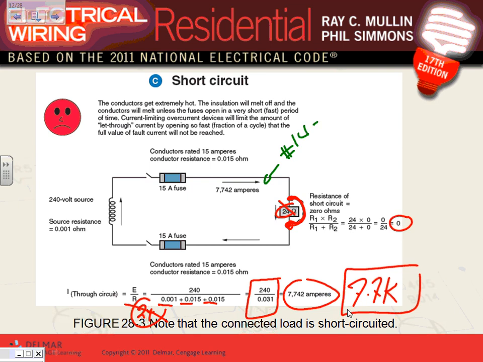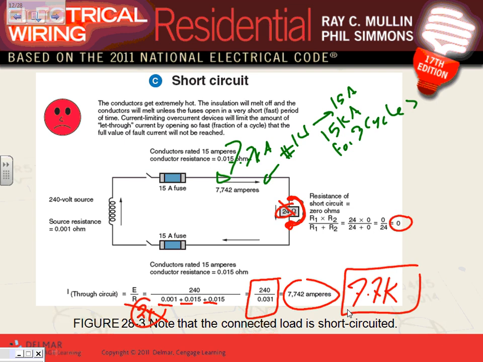A number 14 conductor can carry 15 amps, and at the same time, it's rated to handle a short circuit of up to, I'm going to say, 15,000 amps for 3 cycles. Okay, look what happened now. How much current do I have here? I have 7.7 kiloamps of short circuit going through it.